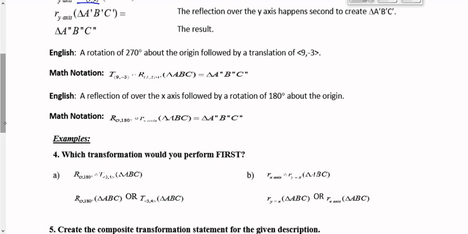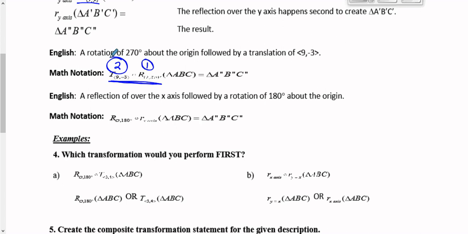If we read this in English, if we do a rotation of 270 degrees about the origin, followed by a translation, the vector 9, -3, here's the notation. Does it look like this in your book? No, all blurred up like that? Okay, hopefully you can see it better than I can. So right here, which of these two things are we going to do first? This one, I'll put a 1 above that. And then secondly, we'll do the translation.